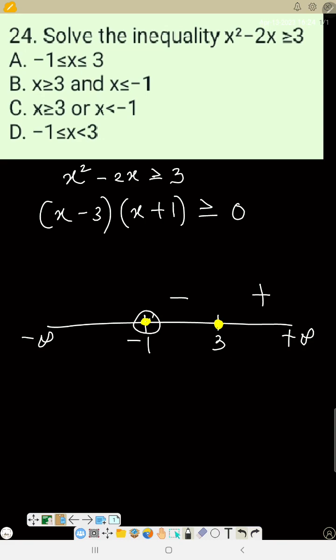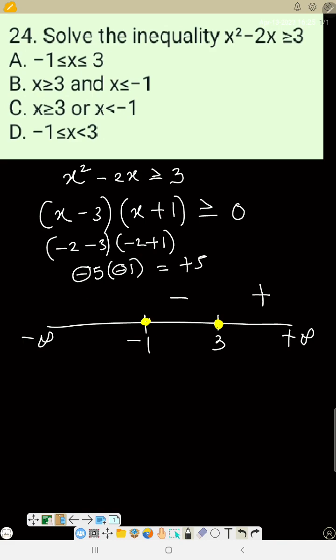Now from this range, negative to negative infinity, which number can you find there? This is -1, so that means -2, -3, -4, -5, going to negative infinity. Let me pick any number, let's say -2. If I put -2 here, then -2 minus 3 is -5, and -2 plus 1 is -1. So -5 bracket -1. Minus times minus is plus, that will be +5. So we get positive there.